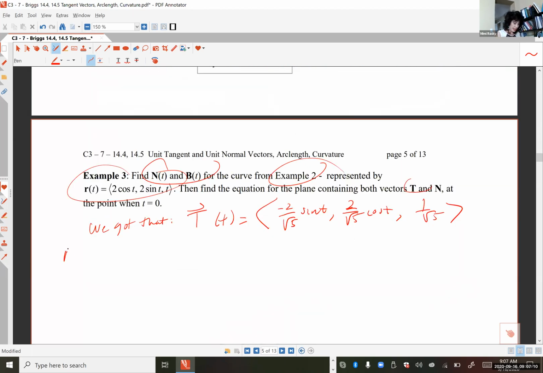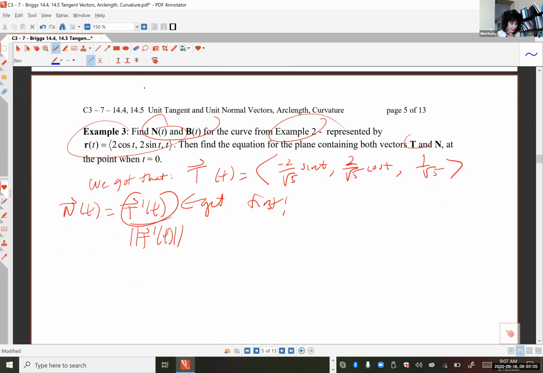So N is, by definition, the derivative of the unit tangent vector getting unitized. So we need to get this first. So how do you get that? Well, you already got big T, because we did that already when we did example 2. So just go get its derivative. And this is an easy one to get. Usually big N can be a pain, but this one's easy because you're just taking derivatives of sines and cosines.